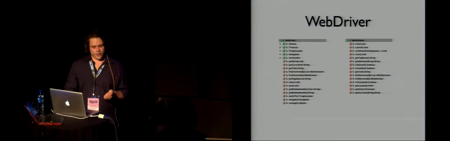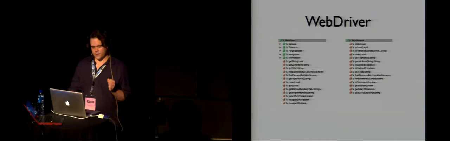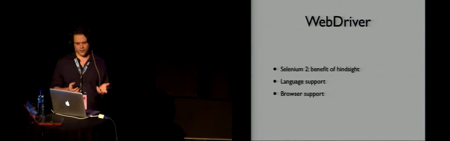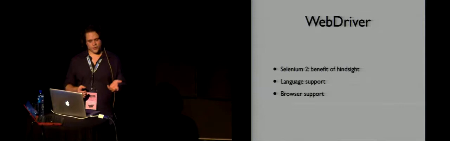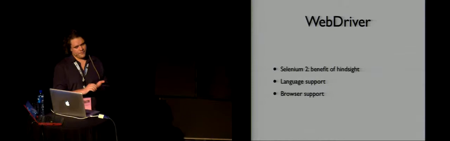This is the WebDriver API. It's a lot nicer. It's object-oriented. And it has the benefit of hindsight when it comes to automating browsers as well. So, escaping the JavaScript sandbox, there's a lot more native code to actually automate the browsers. We have basically the same language support. We have clients in Java, Ruby, Python, C#, and JavaScript officially. And there are some PHP and Perl bindings unofficially.